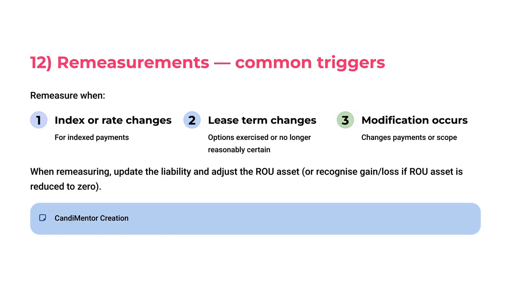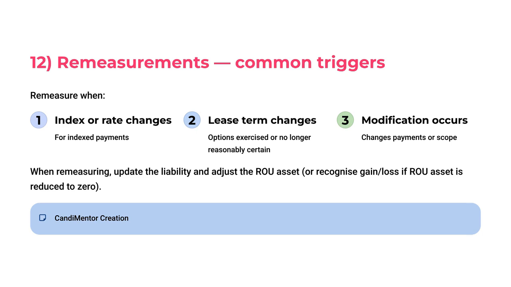Remeasurements. Common triggers: remeasure when an index or rate changes for indexed payments. Lease term changes because options are exercised or no longer reasonably certain. A modification changes payments or scope. When remeasuring, update the liability and adjust the ROU asset, or recognize a gain or loss if the ROU asset is reduced to zero.